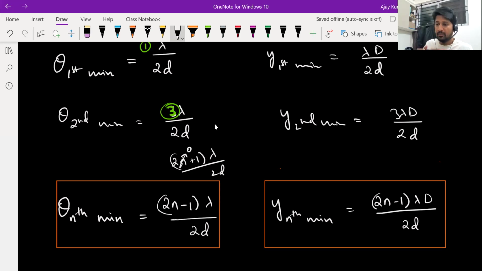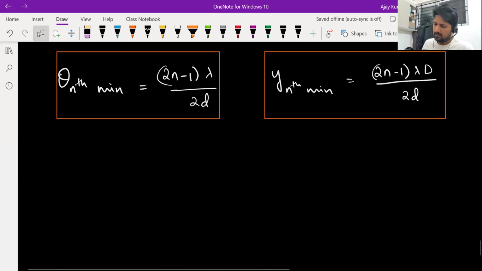But that will mean the 0th minimum. Substituting n as 0 means you are looking for the 0th minimum. There's nothing like the 0th minimum at all. First minimum will be there, then second minimum will be there. So the numbers start from 1, and you cannot substitute 0 there. So you use 2n minus 1 lambda by 2d.